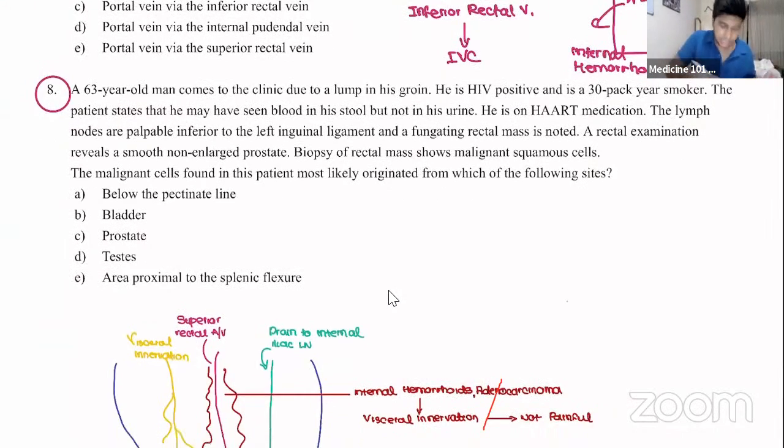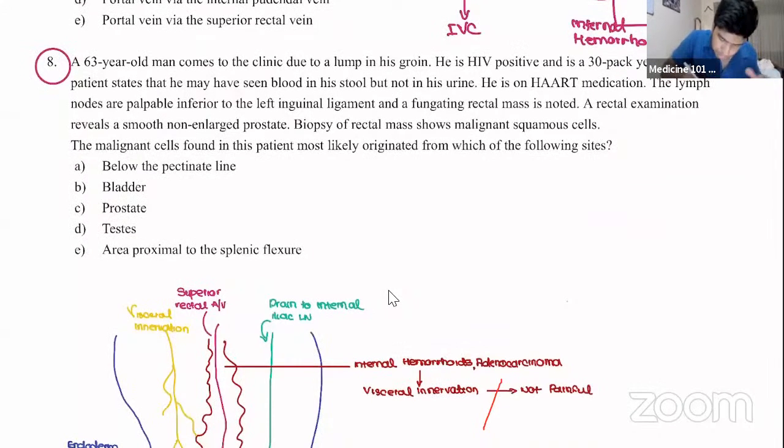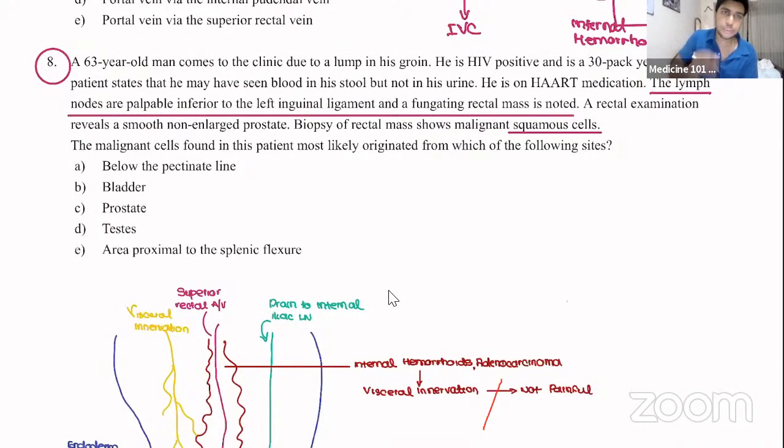So yeah, the answer is A. Okay. Let me explain that. This is a malignant squamous cells. Rectal exam. Okay. Let me go all the way back. This patient's lymph nodes are palpable near the inguinal region. Okay. Near the inguinal region, these lymph nodes are palpable.